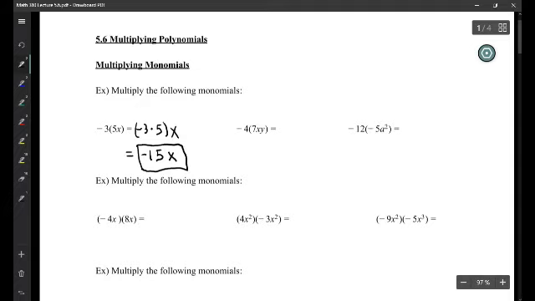For our next example here, we have negative 4 times the monomial 7xy. Well, we simply, again, use the associative property. Negative 4 times 7 xy, which yields negative 28 xy.